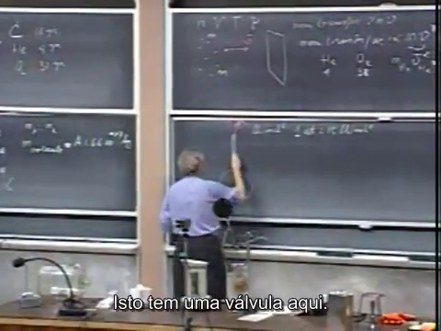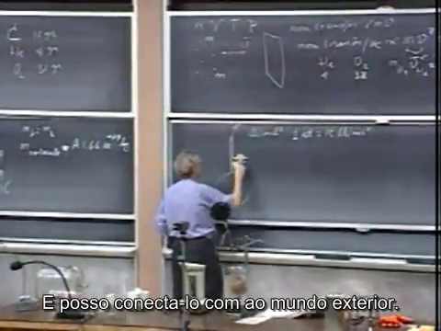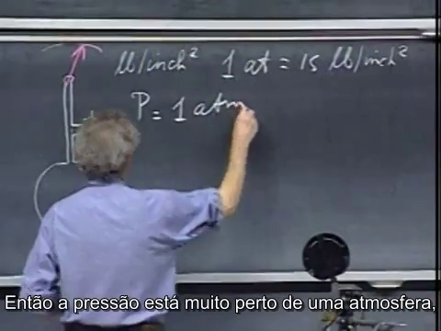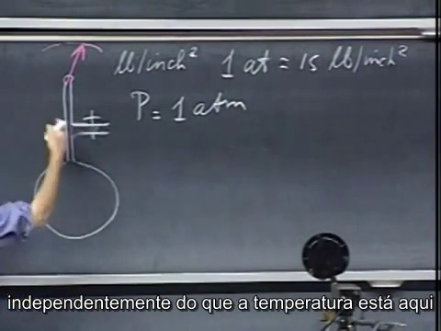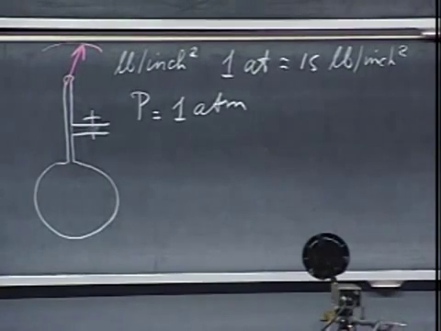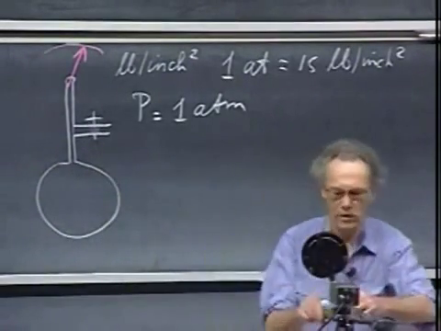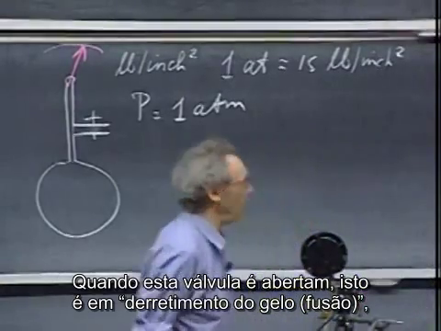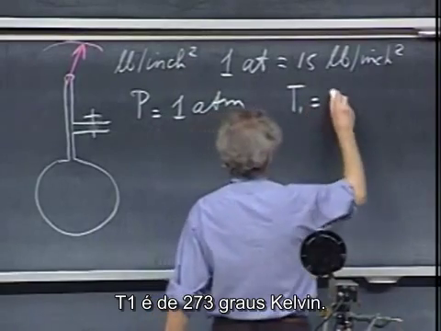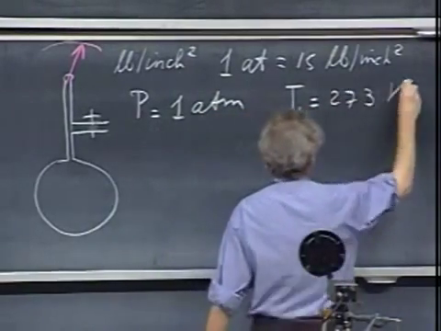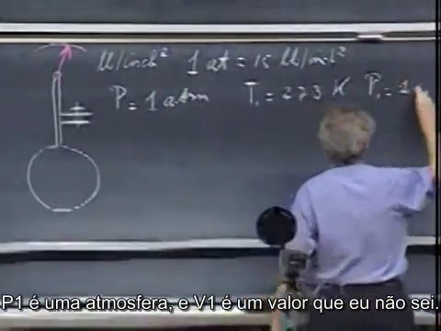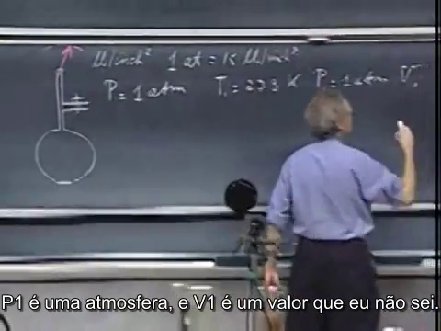This has a valve here, and I can connect it with the outside world. And when I do that, then the pressure is very close to one atmosphere, regardless of what the temperature is here, because it's connected to the universe, so the pressure in here will then be one atmosphere. And that's the situation that we have now. This valve is open, and it is in melting ice. And so melting ice, T1, is 273 degrees Kelvin. P1 is one atmosphere, and V1 is some value that I don't know.